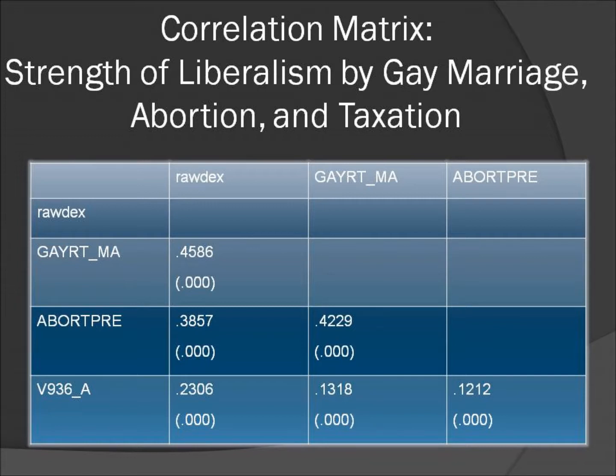Abortion yielded an R value of 0.3857, indicating a strong relationship, and corporate taxation yielded an R value of 0.2306, indicating a fairly strong relationship. An interesting relationship occurs between abortion and gay marriage, yielding an R value of 0.4229. Again, this could be a worrisome relationship in some instances, but because both of these ideas are very liberally forward concepts, we believe that is an excellent relationship.